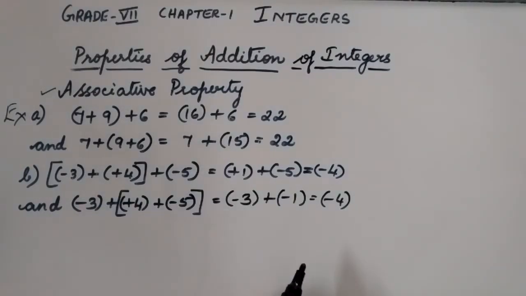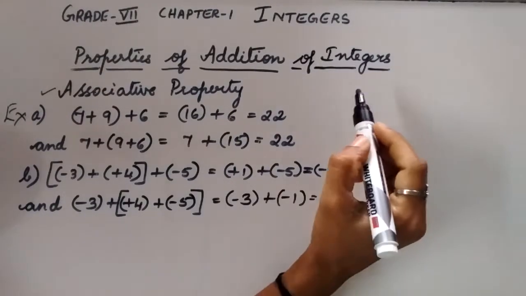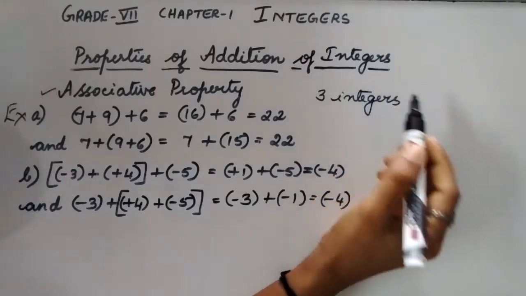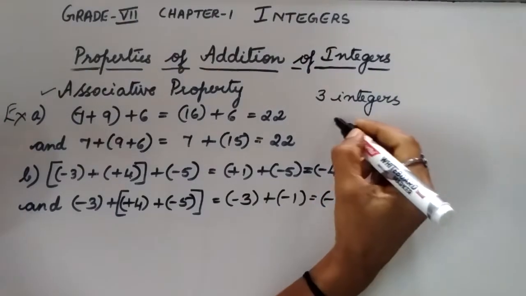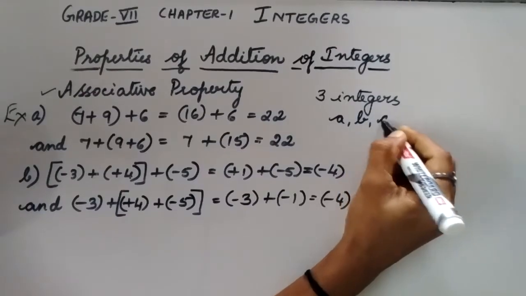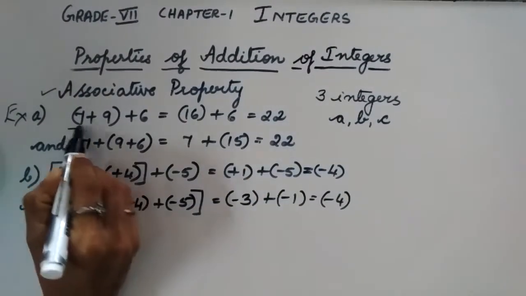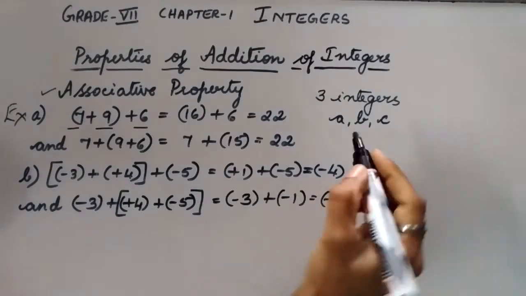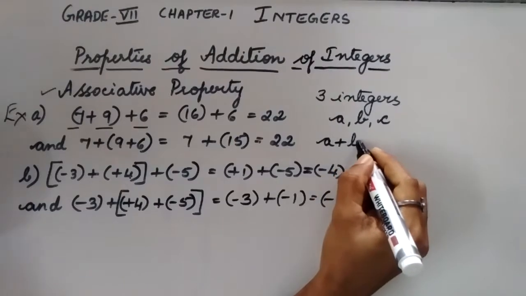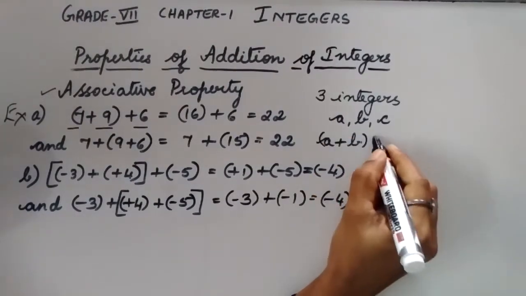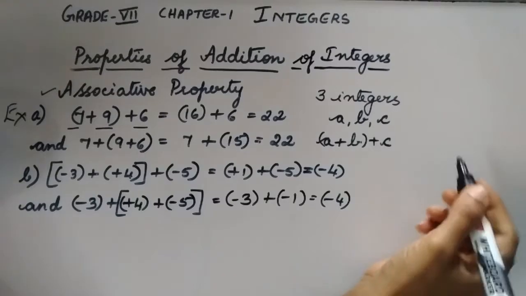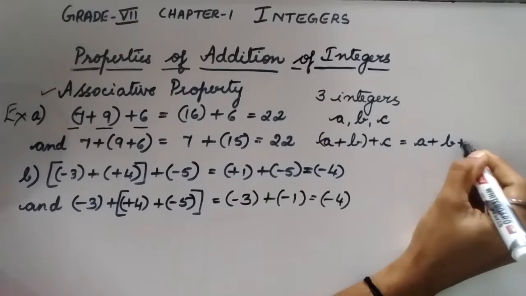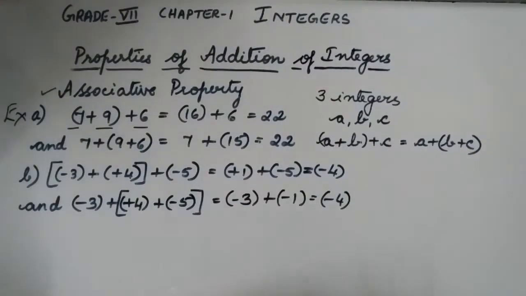Associative property states that for any three integers, now integers may be a, b and c. I have taken a, b and c, three integers. We have (a + b) + c is equal to a + (b + c).